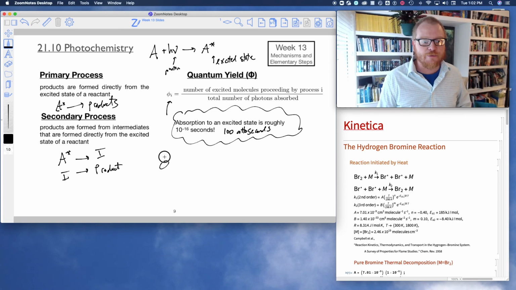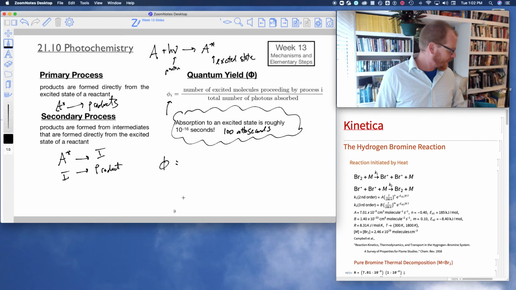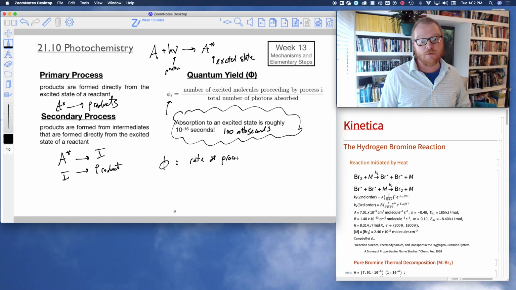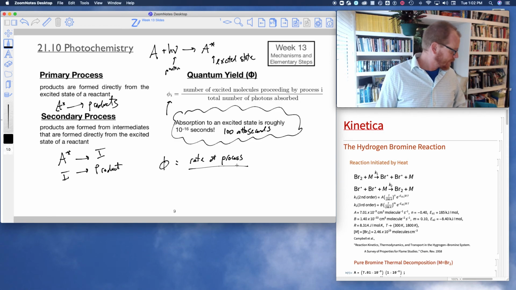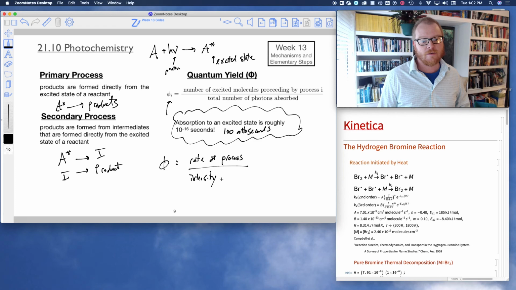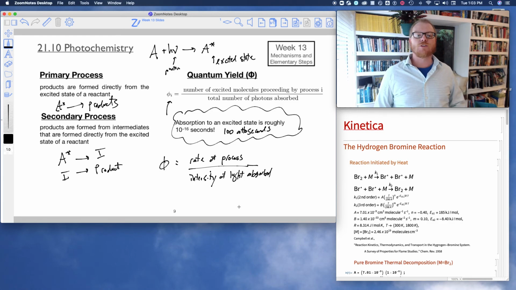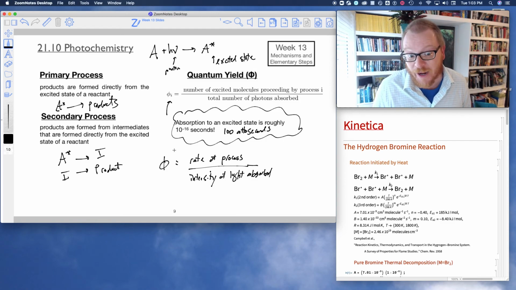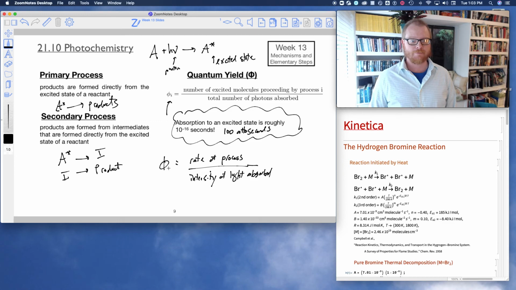So another way we could think of phi in terms of kinetics, there's another definition, and that would be the rate of a specific process, okay, divided by the intensity of light absorbed, okay? So often these things are pretty difficult to calculate. We usually rely on people determining quantum yields for us. Okay. So I'm going to show you a couple more things that can happen with quantum yield.